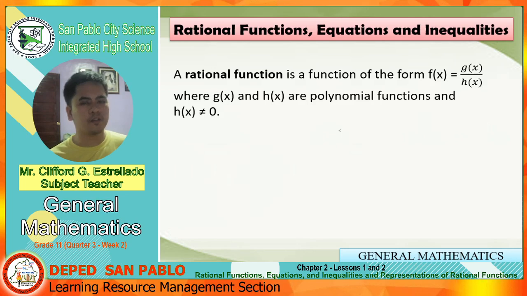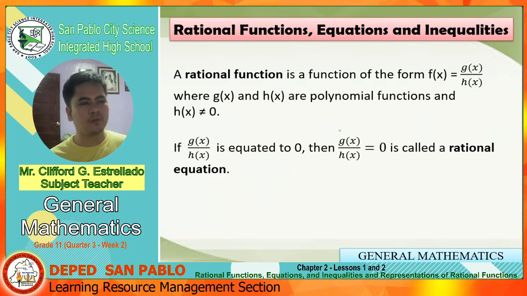So rational function. It is a function of the form f of x is equal to g of x over h of x, where g of x and h of x are polynomial functions, and h of x should not be equal to 0. Because if h of x is equal to 0, then we will have an undefined function or a meaningless function.